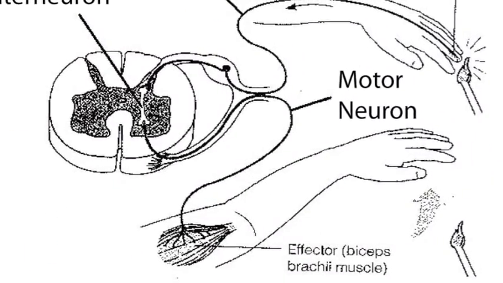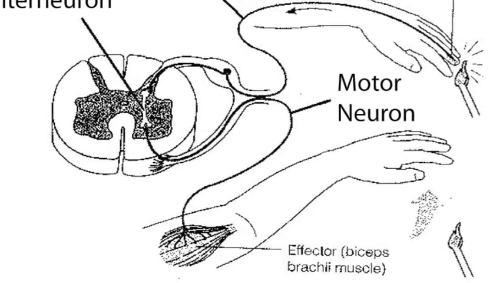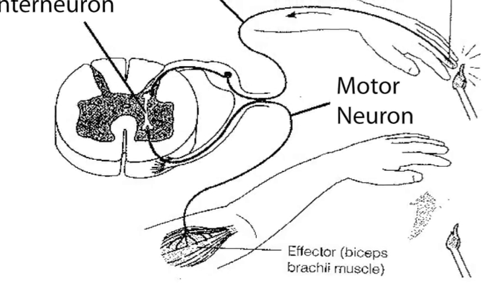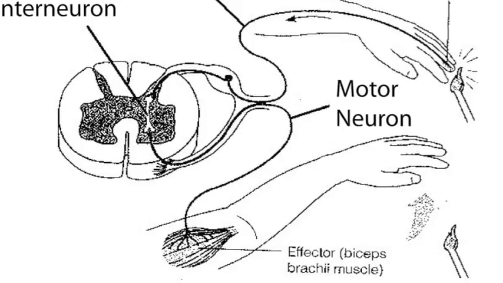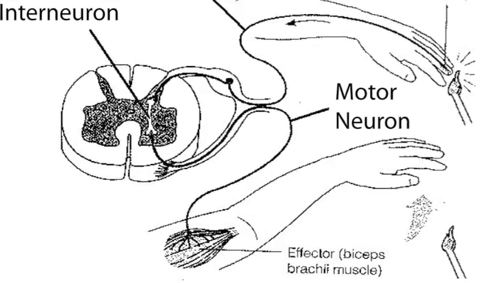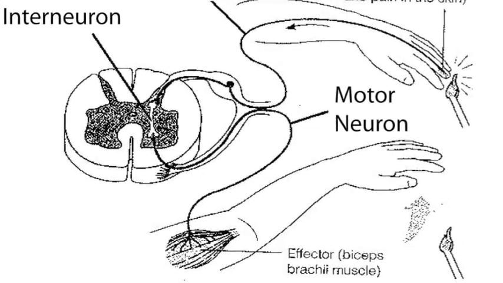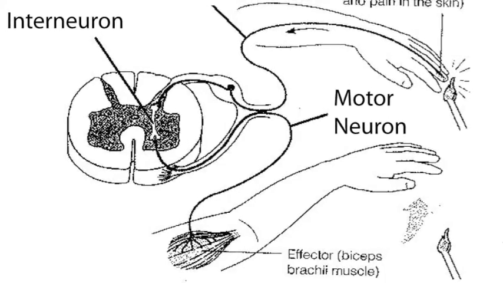Interneurons are located in the spinal cord or brain and receive impulses from sensory neurons or send impulses to motor neurons. Interneurons are integrators, evaluating impulses for appropriate responses.